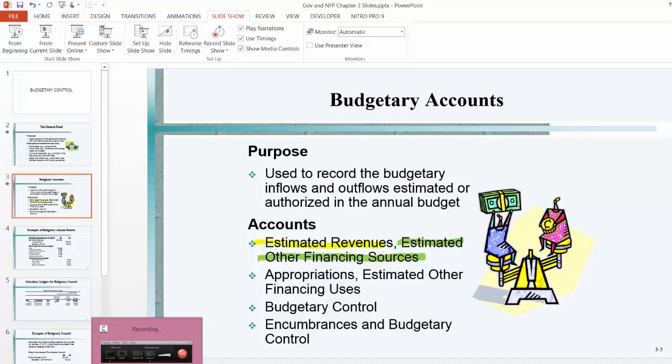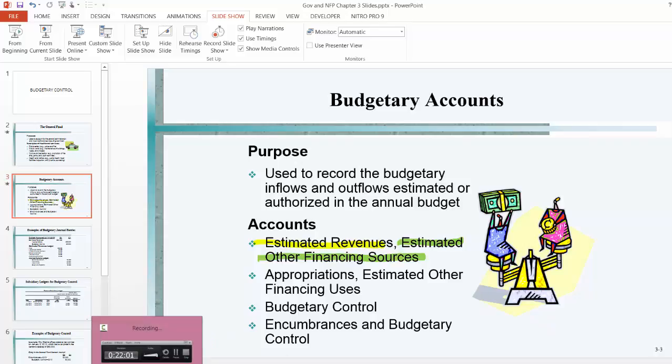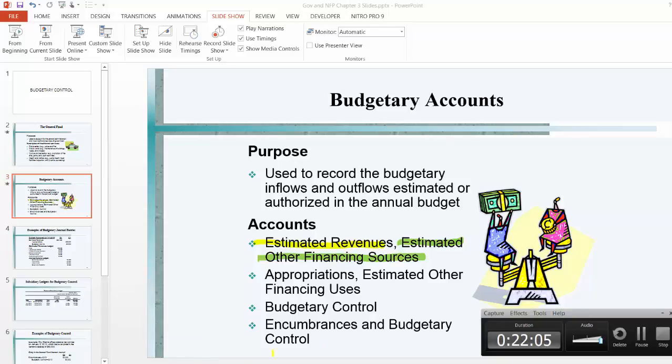Meanwhile, back at Chapter 3, we were sitting here and we were talking about other financing sources and uses.